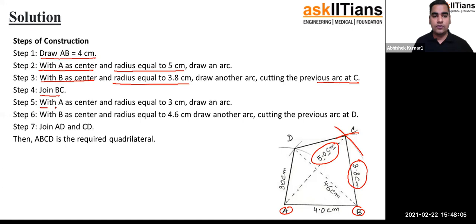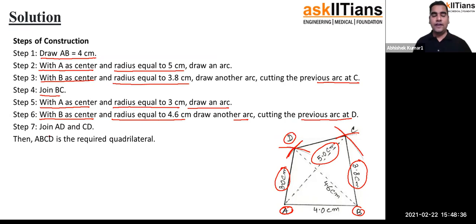So assuming A to be the center and radius equal to 3 centimeters, they marked an arc, and this is the arc that you have. Clear? After that, they assumed B to be the center with radius equal to 4.6 centimeters. They marked another arc, and both the arcs cut each other at point D.